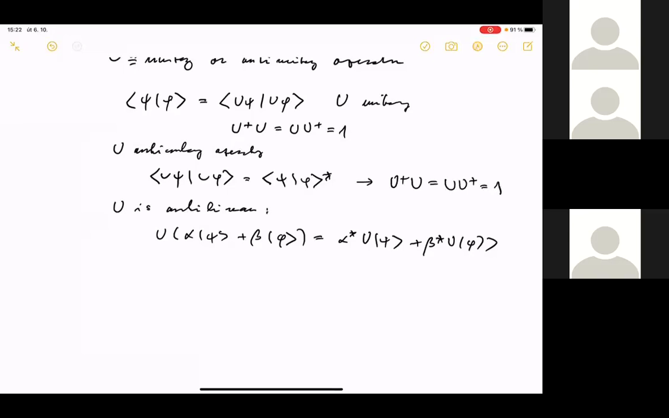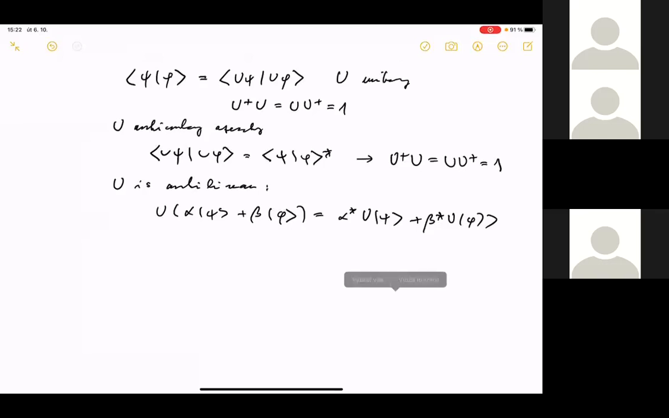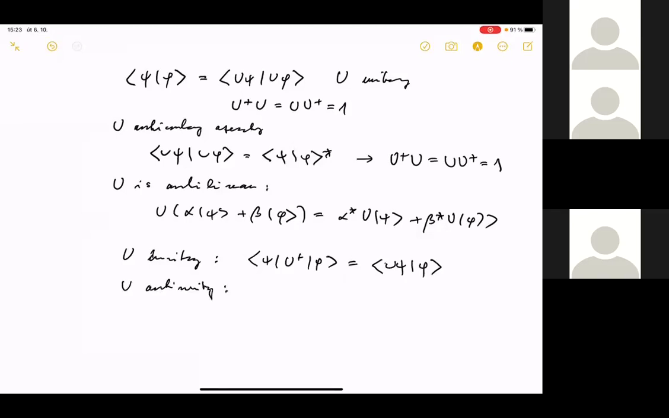But we have to modify the definition of the adjoint operator of an antilinear operator. If U is unitary, or linear, we have such a definition of the matrix elements of the adjoint operator. In the case of an anti-unitary operator, this definition is preserved up to complex conjugation. Or we can say that the matrix elements of the adjoint anti-unitary operator are the transposed matrix elements of the original operator.